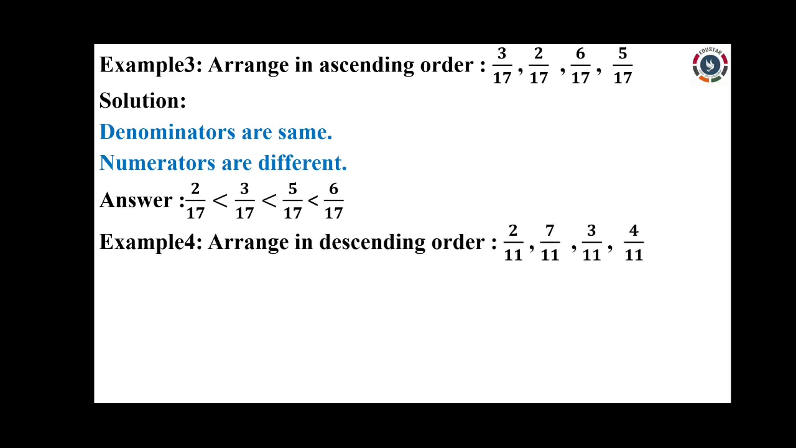Example 4. Arrange in descending order 2 by 11, 7 by 11, 3 by 11, 4 by 11.